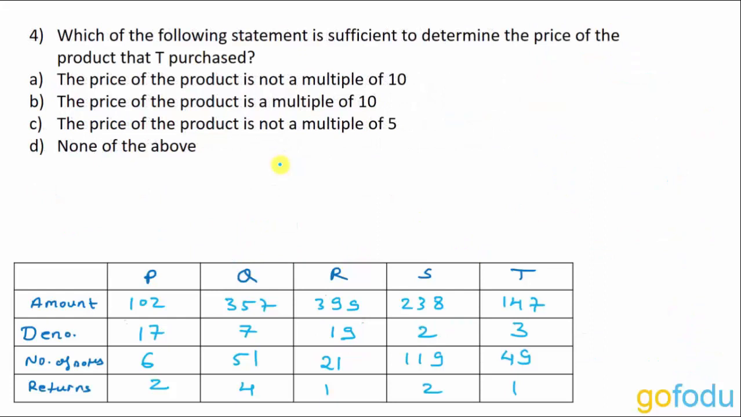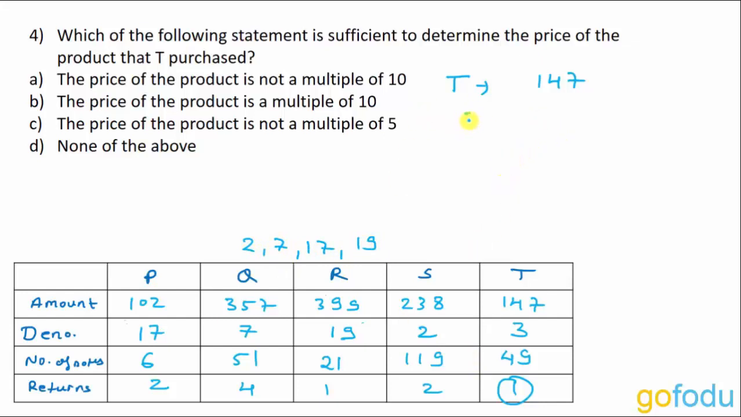Which of the following statements is sufficient to determine the price of the product that T purchased? The amount that T paid is 147. He got only 1 note in return. Let us write all the possible denominations which he might have got in return. He paid 3, so he can get 2, 7, 17 and 19.